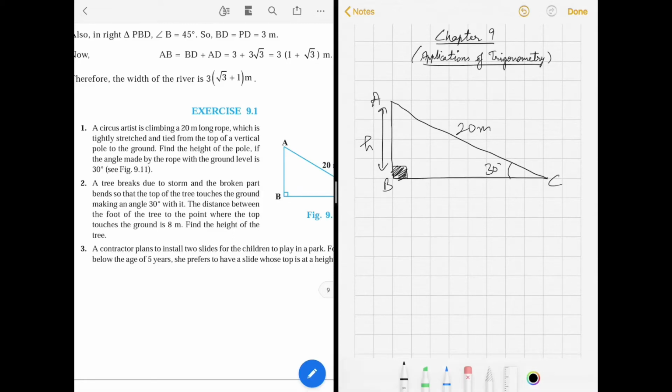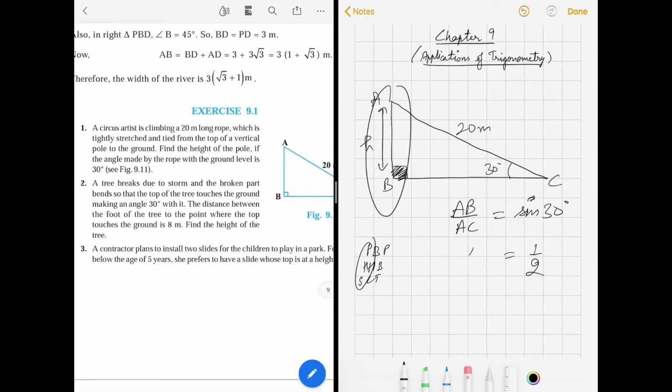Now which trigonometric ratio should I use to find out the measure of AB? What is AB? AB is my perpendicular upon the hypotenuse, that is AC. What is P upon H? As you might know by now, using the mnemonic Pandit Badri Prasad Har Har Bole Sona Chandi Tole, P upon H is sine. Sine of what angle? Sine of C, that is sine of 30 degrees. Also we know from the table that sine of 30 degrees is 1 by 2.